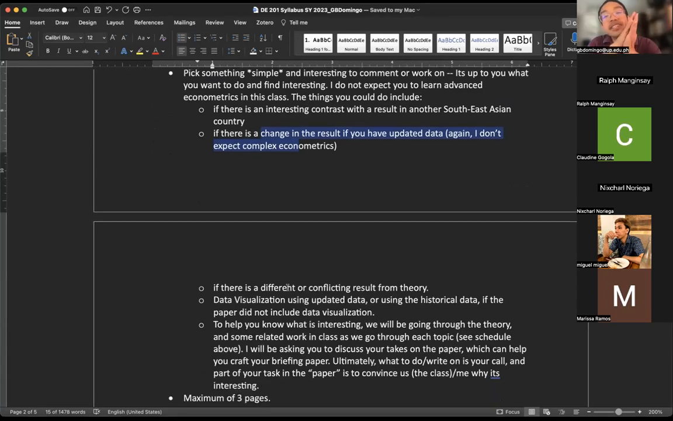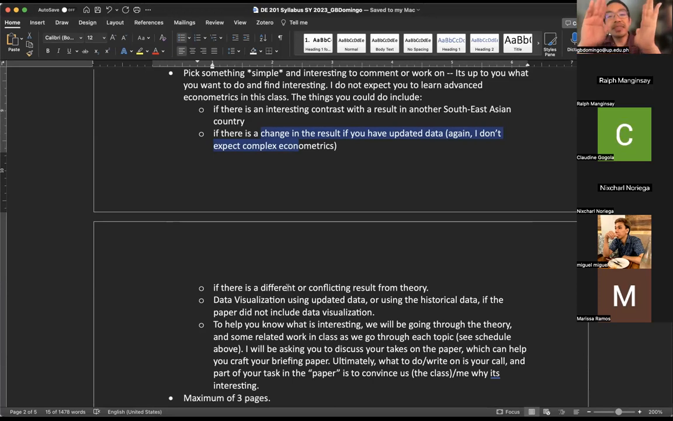If we have a different or conflicting result from received theory, right? If the theory says this, bakit sa Pilipinas ganito lang? Parang ganon, right? Again, going back to the whole goal of the course, sana this sort of sparks a research interest. And this is one of the ways in which research interests can spark, if you're contrasting certain results to other results, other places, etc. Right?